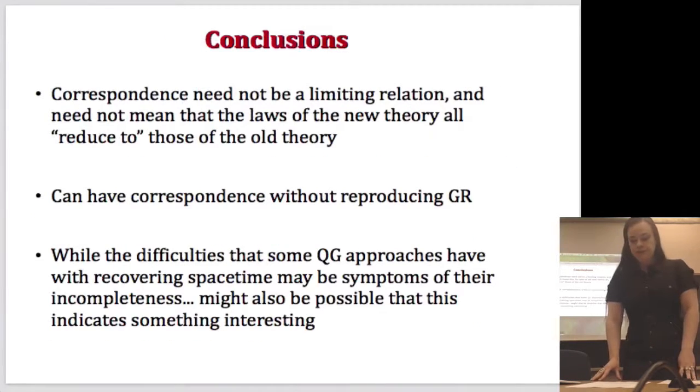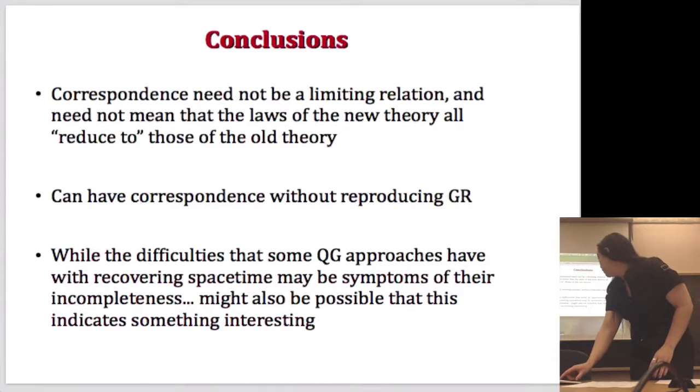Okay, so correspondence need not be a limiting relation, and it need not mean that all the laws of the new theory strictly reduce to those of the old theory. We can have correspondence without totally reproducing general relativity. So I think maybe, this is a bit sketchy, this claim, but the difficulties that some quantum gravity approaches have with recovering spacetime, while these may be symptoms of their incompleteness, it might also be possible that they're indicating something interesting. So to try and force them into correspondence might be a mistake.